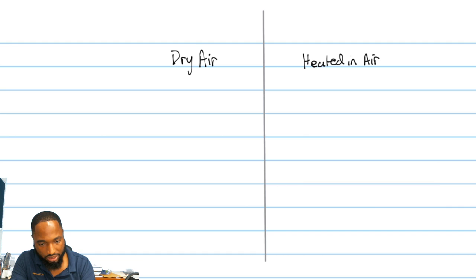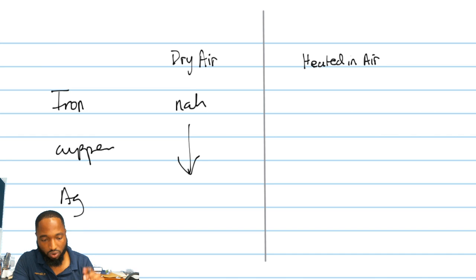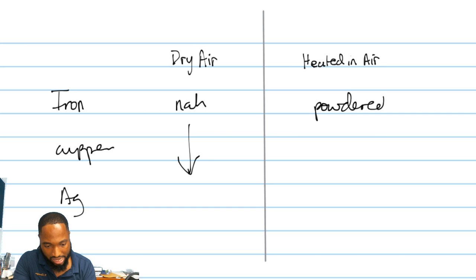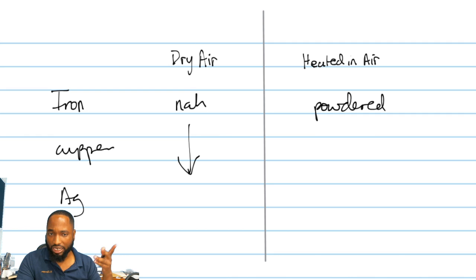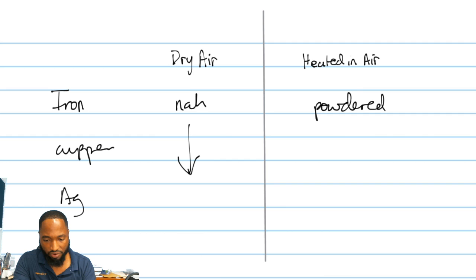Look at our drawing in the ruler. Okay, I'm going to take back up the pen and try to get the handwriting in gear. Alright, no reaction in dry air. So then all the rest will be no reaction: iron, copper, silver, gold. Heated in air, you can get something, but it must be in powdered form. So this is the same as aluminium, zinc, iron. I guess lead too would be in the same group, but we're not on that. And from here, we want no reaction.